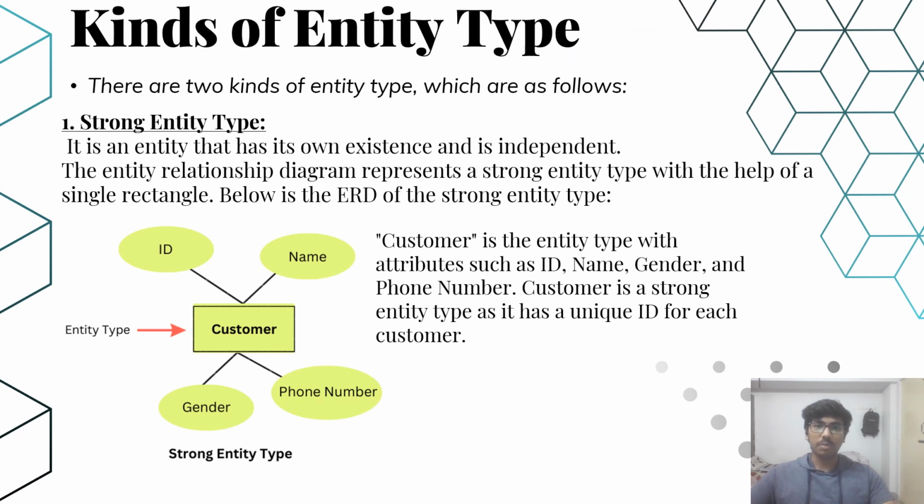Again, there are two kinds of entity types, which are as follows. Strong entity type. It is an entity that has its own existence and is independent. The entity relationship diagram represents a strong entity type with the help of a single rectangle. Below is the entity relationship diagram of the strong entity type. From this example, we can see customer is the entity type with attributes such as ID, name, gender, and phone number. Customer is a strong entity type as it has a unique ID for each customer. So here ID works like a primary key.